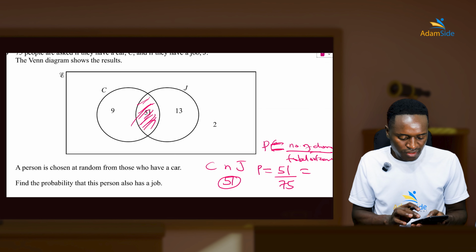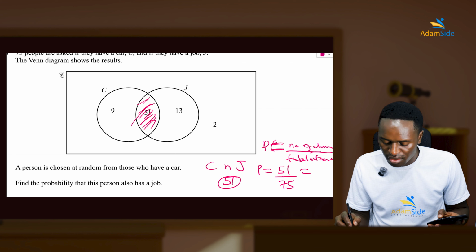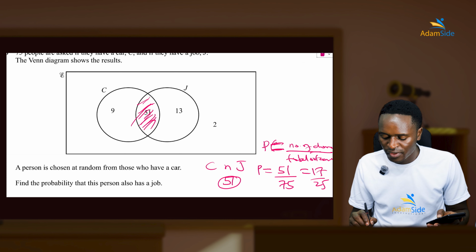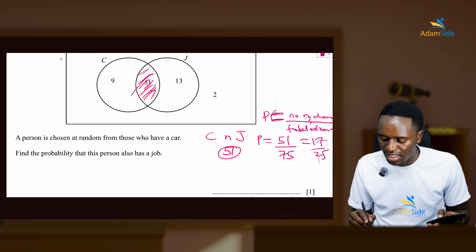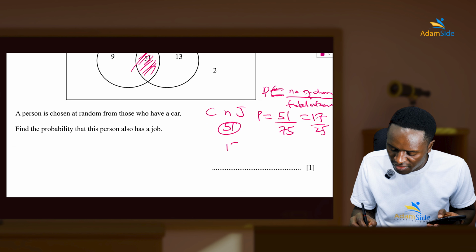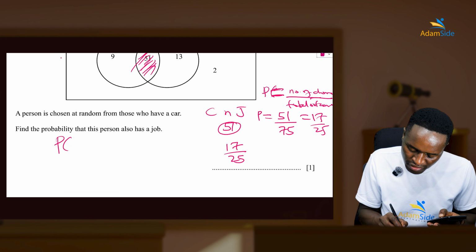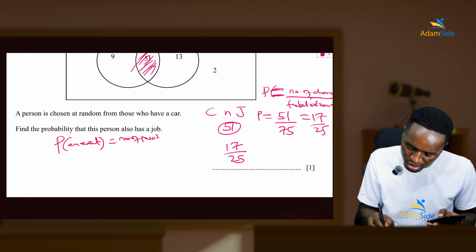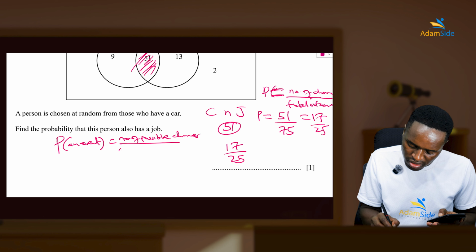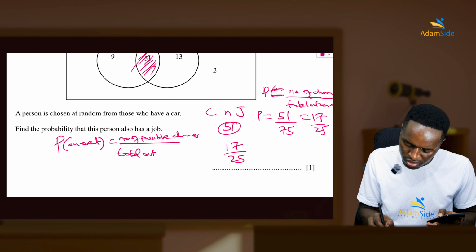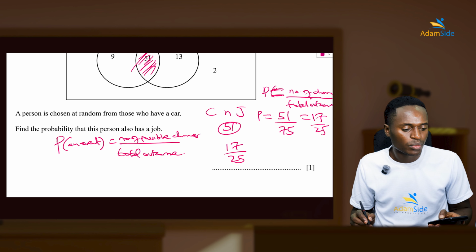So 51 divided by 75, what do we get? We get 17 out of 25. That's the answer. So our answer will be 17 out of 25. It's because probability of an event is equal to number of possible chances divided by total outcome.